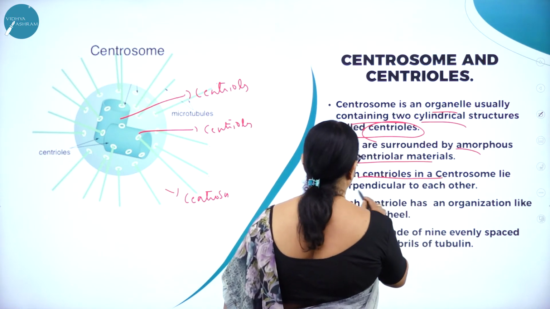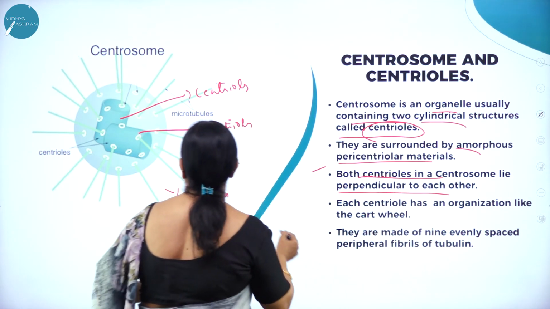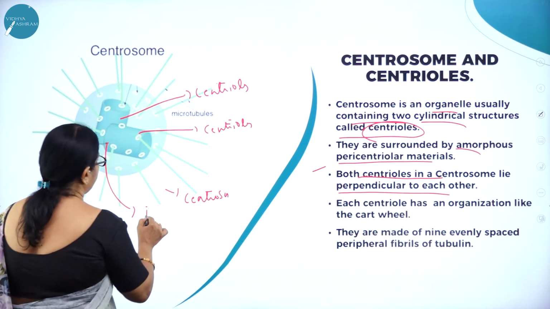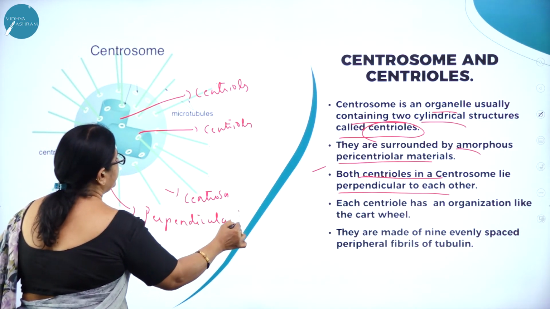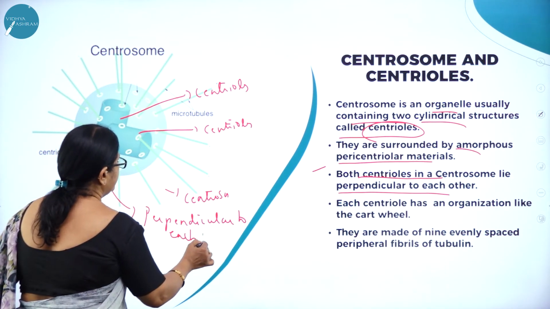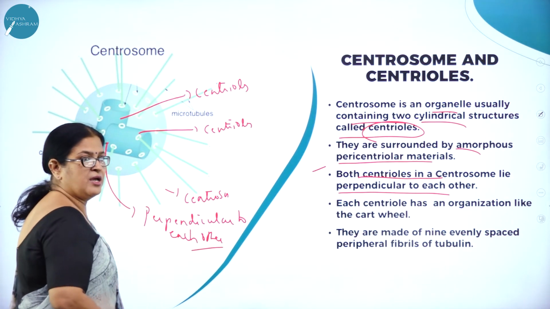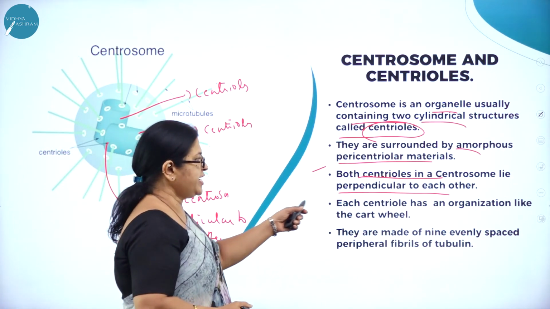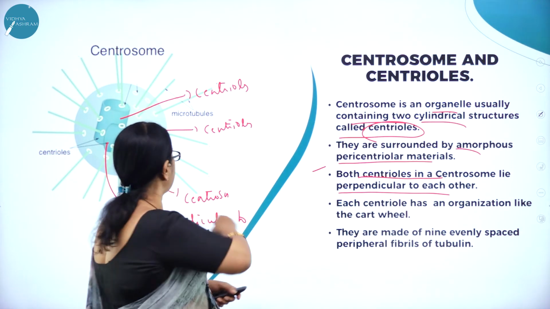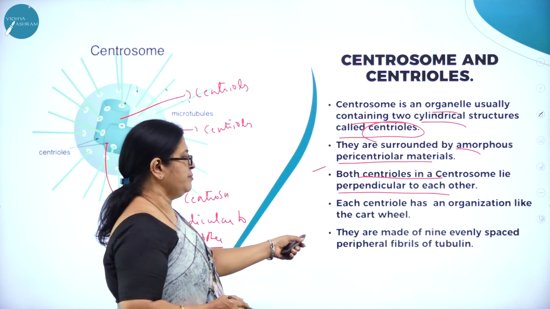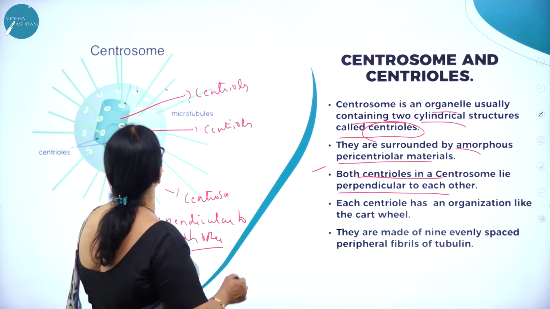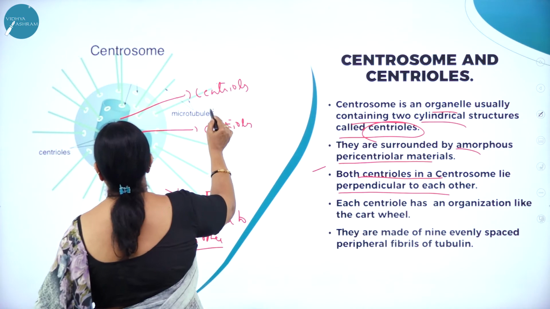Both centrioles in a centrosome lie perpendicular to each other. Here you can see they are lying perpendicular to each other. So each centriole has an organization like the cartwheel. They are made up of 9 evenly spaced peripheral fibrils, also called as tubulin. Here you can see the microtubulins.